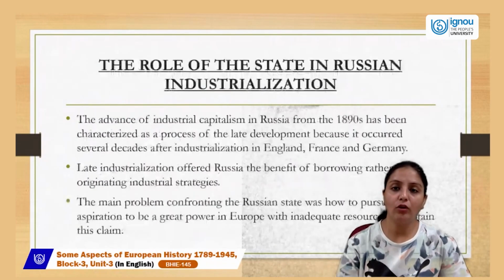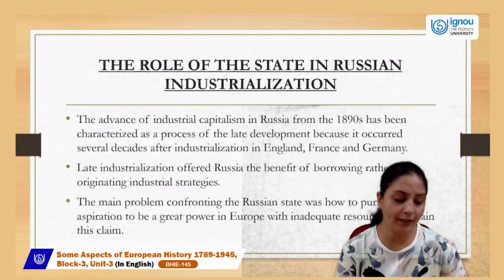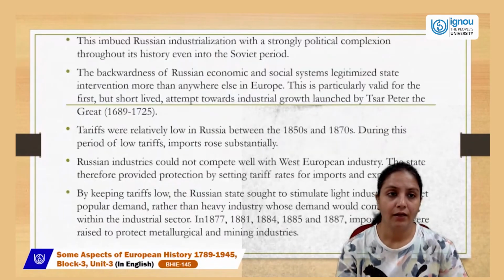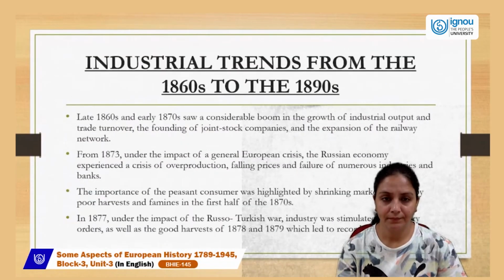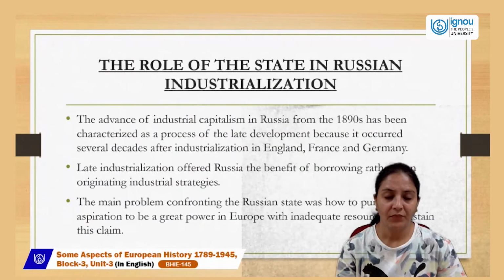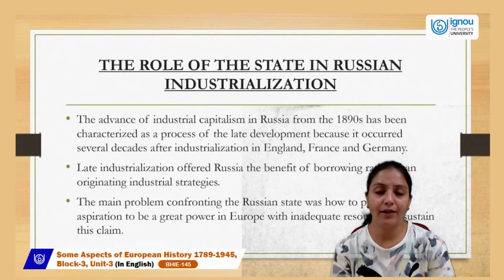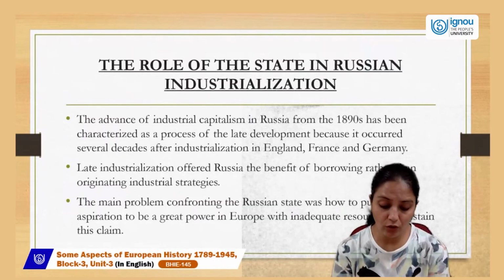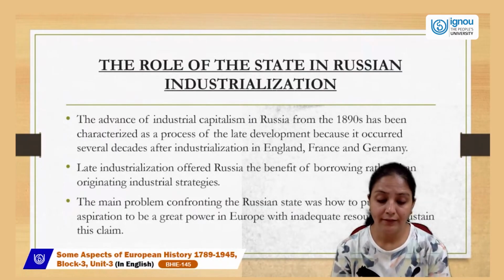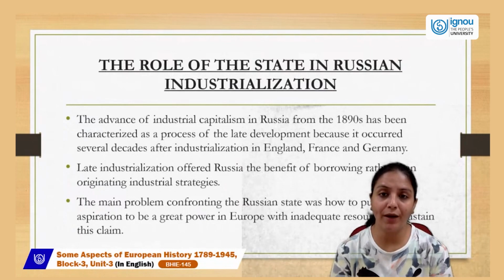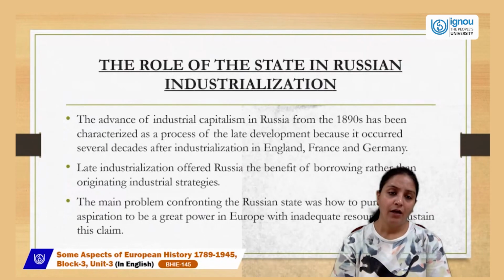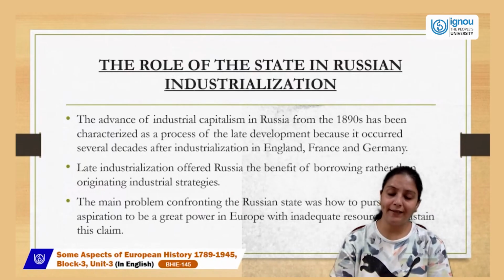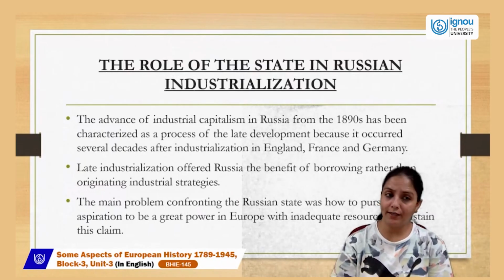Next is the role of the state in Russian industrialization. What was the role of the state? The state means the particular power, the particular empire in Russian industrialization. If Russian industrialization is enhancing, what was the role of the state at that time?